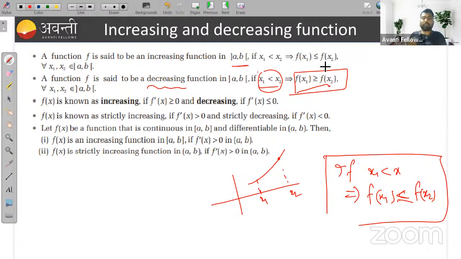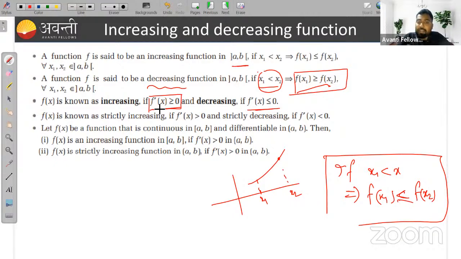Okay, so how can we understand the monotonicity of a function by using the derivative? You know this thing. The function is increasing if the first derivative of that function is greater than or equal to 0, and it will be decreasing when the first derivative of that function is less than or equal to 0, right. Remember, when f dash of x is greater than or equal to 0, then we can say f of x is increasing, and when f dash of x is less than or equal to 0, then we can say the function is decreasing.